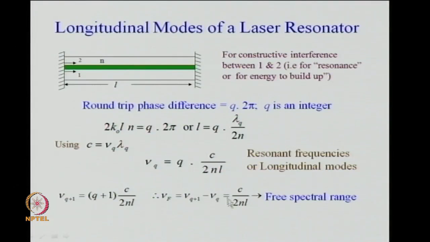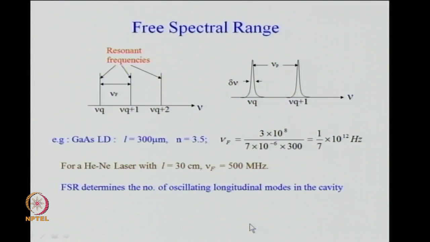So, nu q minus nu 1 is this. So, that is the free spectral range. Here is the free spectral range again shown clearly, and a typical example of a gallium arsenide laser diode: L is 300 micron, N is 3.5. This is what we had discussed earlier.